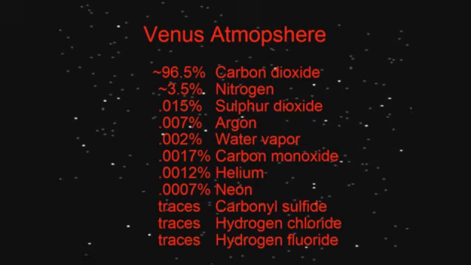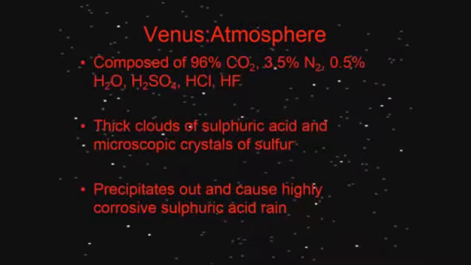0.015 for sulfur dioxide, 0.02 for water vapor. So not much water in the atmosphere of Venus, whereas there's a lot of water in the atmosphere of the Earth. Whereas sulfur dioxide, 0.15. So you're more likely to get sulfur precipitation than you are water precipitation. So Venus's atmosphere, like we said, 96% carbon dioxide, 3.5% nitrogen, not much water, hydrogen sulfides, hydrogen chlorides, hydrogen fluorides.